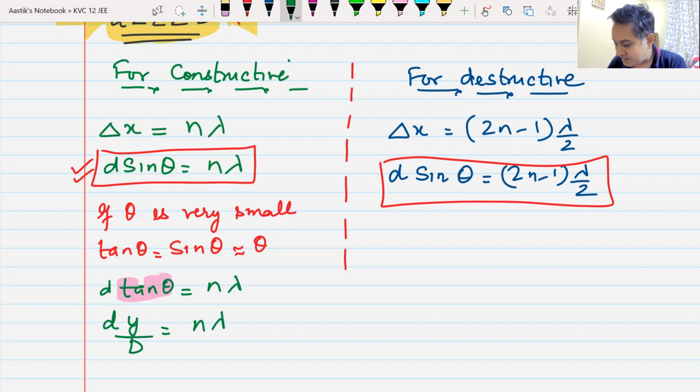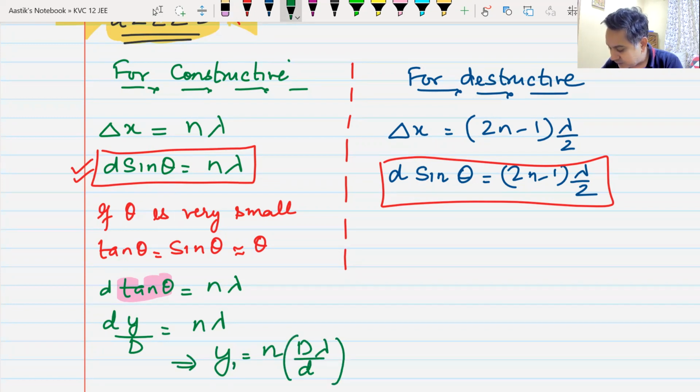So d into y by capital D will be equal to n lambda. Now I can write y is equal to n times capital D by small d, times lambda. This will give me the position of the nth bright fringe. Do we understand this? It will give me the position of the nth bright fringe.